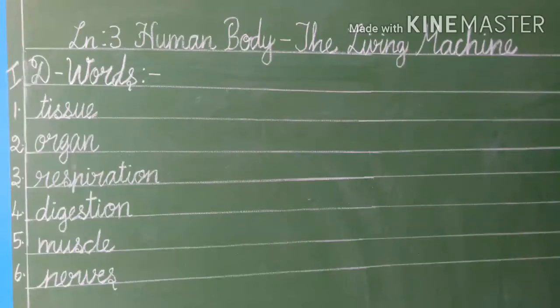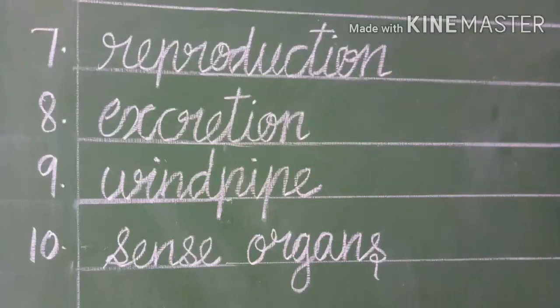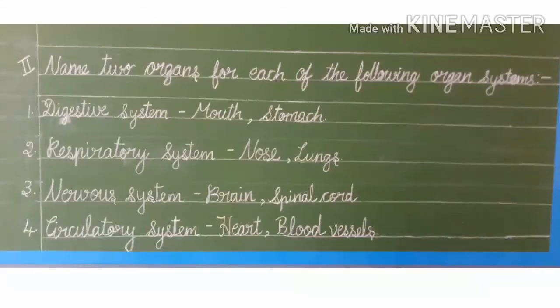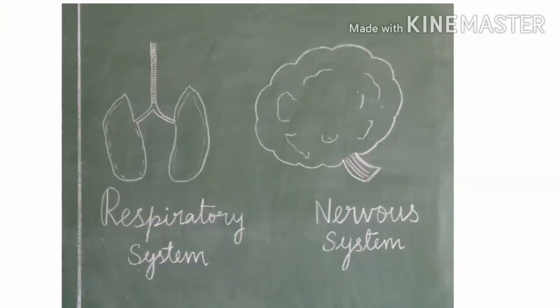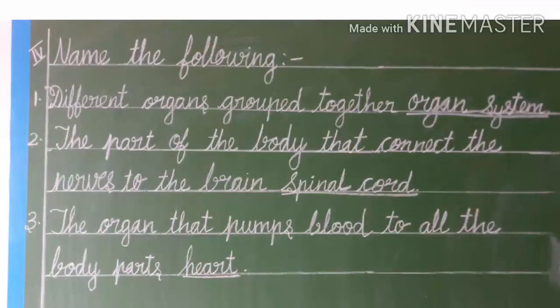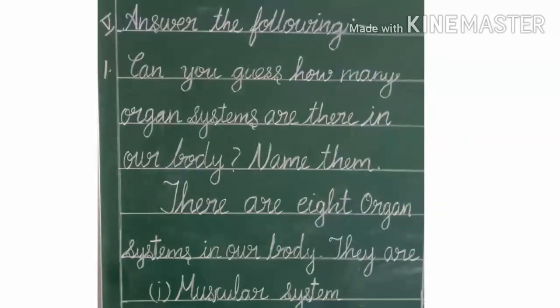Complete the lesson 3. First Roman is T words. Second Roman is name 2 organs for each of the following organ systems. Third Roman is observe the given pictures and mention the organ systems they belong to. Fourth Roman is name the following. And the last Roman is answer the following.